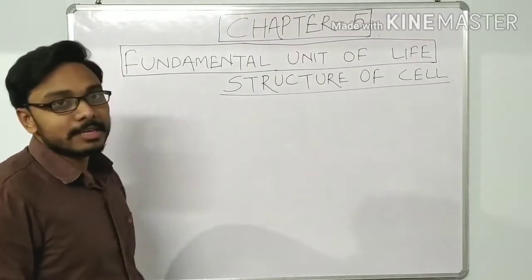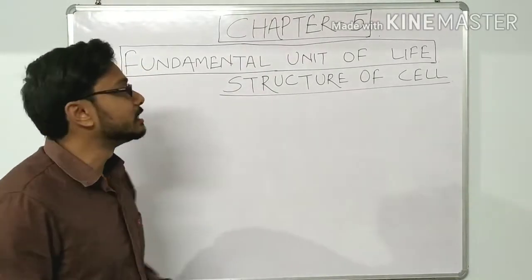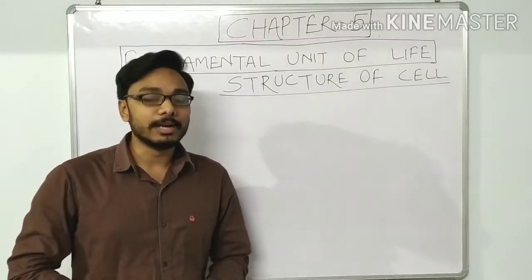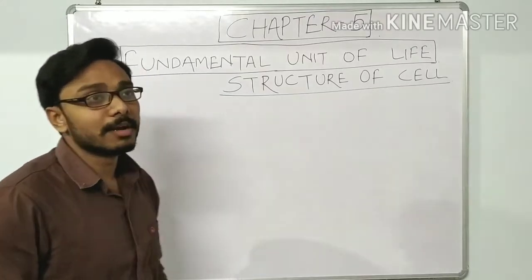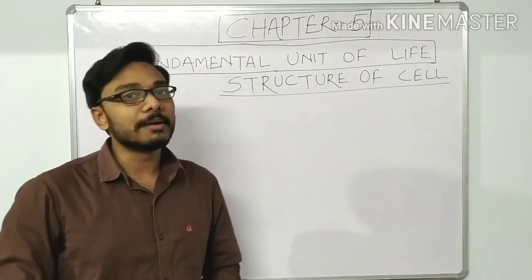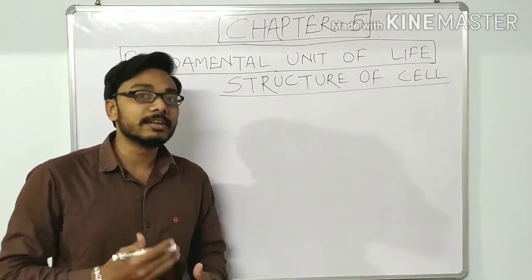So in the previous class we studied the first chapter of biology, that is chapter 5, Fundamental Unit of Life. We studied the introduction part, and we saw the microscope and the parts of the microscope. We also saw the history of the cell, that is, which scientists gave what things in which year.